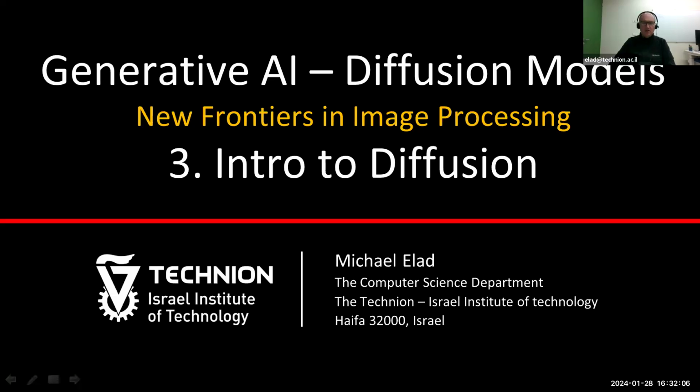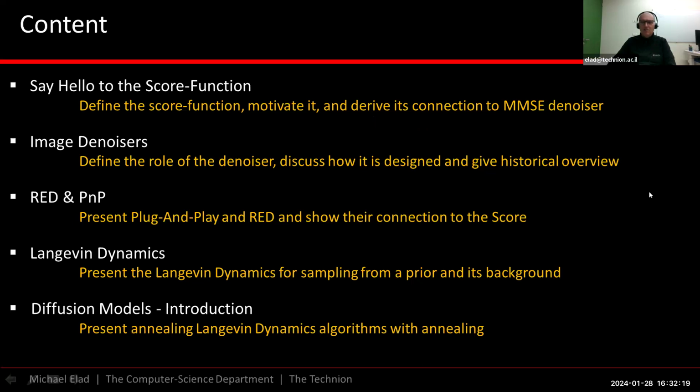Okay, great. So this is our third meeting, and we are stepping into the third chapter in this course on diffusion models. And today we will actually meet diffusion algorithms, but it will take a while because we will start by talking about the score function first. We'll see how to compute it using denoisers. We'll see how to deploy these in algorithms such as RED and plug and play, and only then get to the actual thing, which is Langevin dynamics and diffusion models.